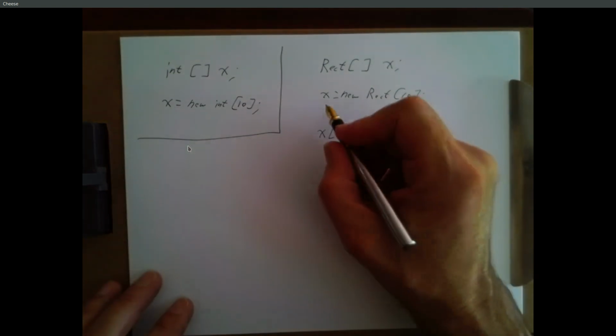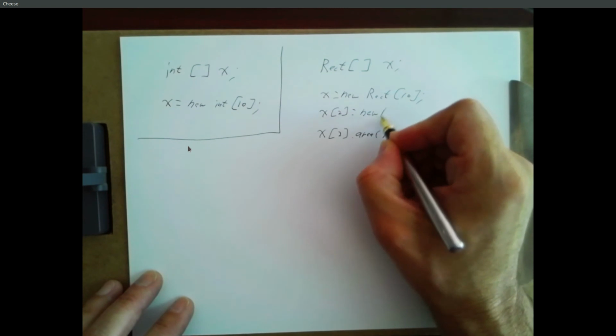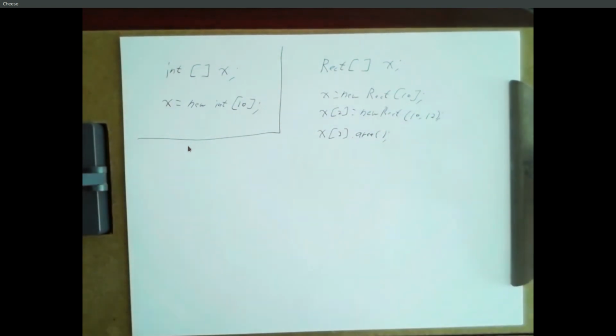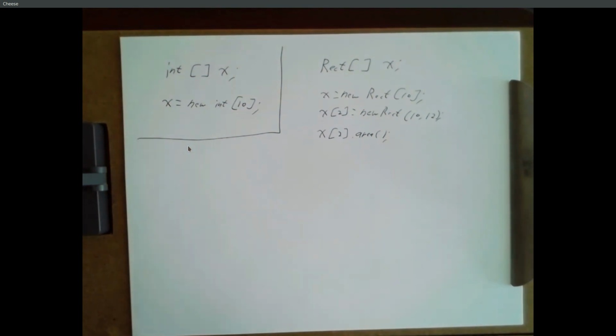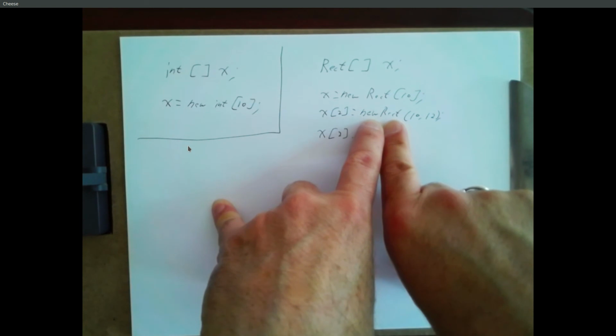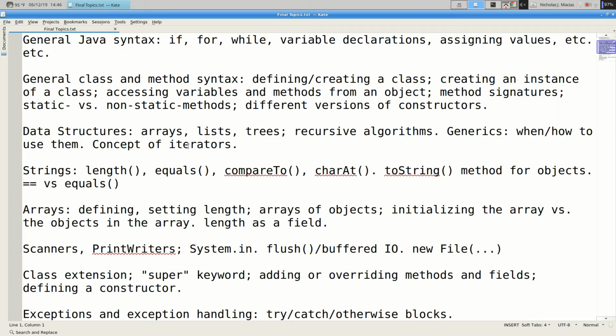So before I could do this, I could say something like x[2] equals new Rectangle, and construct your rectangle however. And now I can say, show me the area of that. So with arrays of objects, you kind of end up using new twice, right? Once to actually make the array, and then again to construct each object inside the array. That's the only slightly quirky thing about it. But I shouldn't call it quirky. It makes sense somewhere. So that's initializing the array versus the objects in the array.